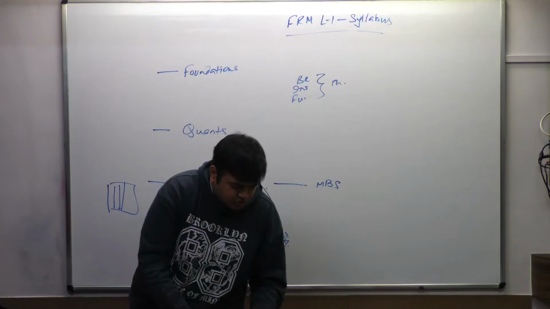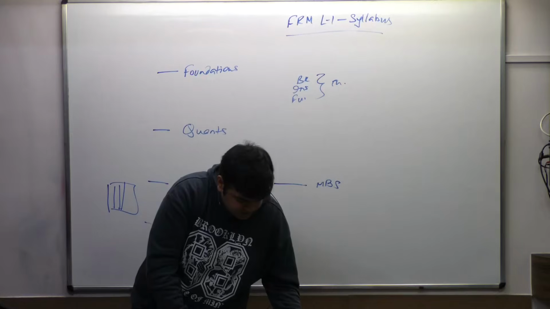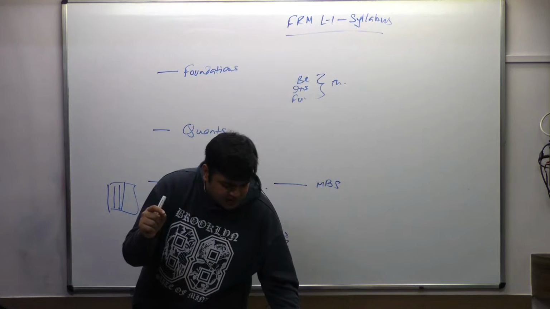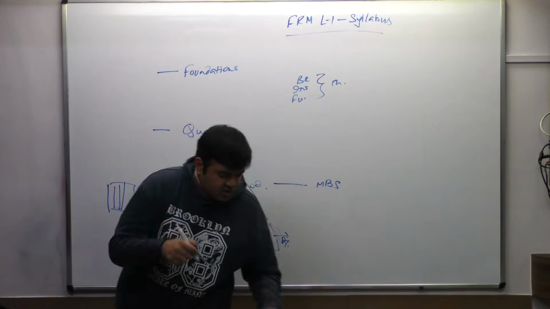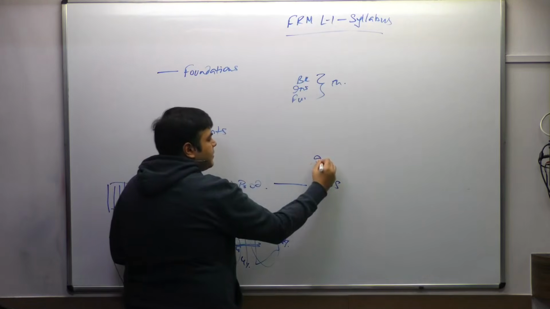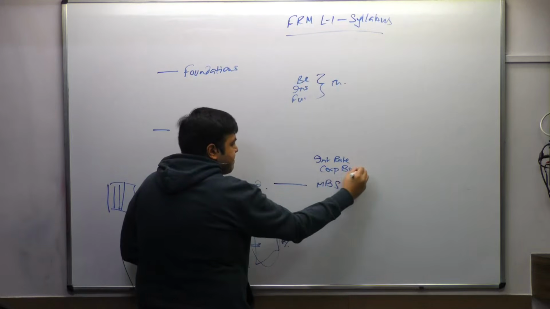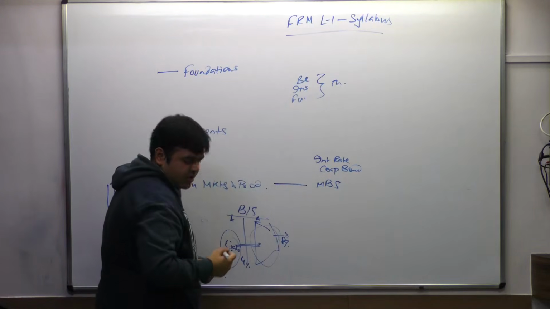Alright, I'm going to jumble up the serial order right now. There are 2 chapters towards the end, somewhere in the middle actually. You see interest rate, corporate bond and mortgage-backed security.